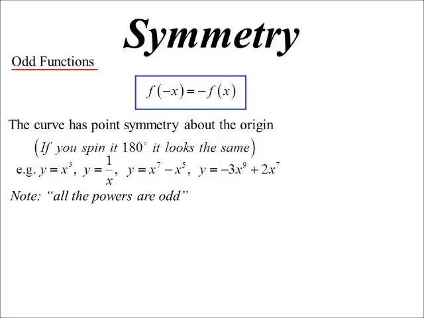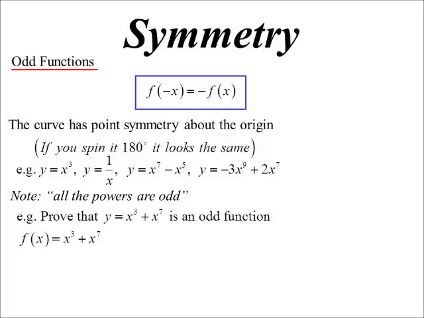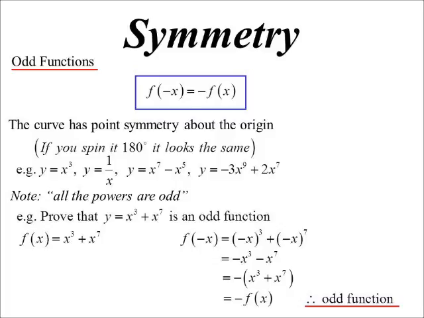All right. So we're going to prove that x to the 3 plus x to the 7 is odd. Yes, we look at it and go, oh, look, the powers are odd. I know it's odd, but that's not good enough. So let's find out. There's function x. Let's have a look at function negative x. Negative x cubed would be negative x cubed. And negative x to the power of 7 would be negative x to the power of 7. And that, in fact, is the negative of function x. So there's our proof. It's the negative of the original function. So yes, that is an odd function.